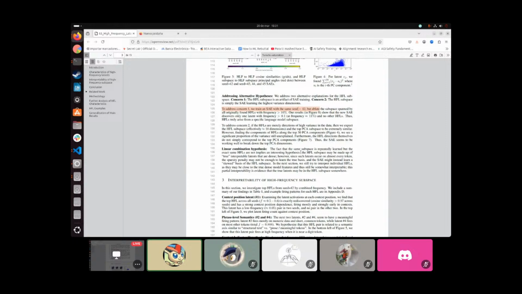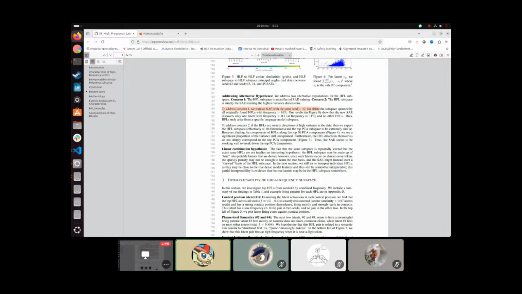Does the sparse encoder seem to be working well to break down the top PCA dimensions? Could be. I'm not sure if I understood. So PCA is a way to find directions from the vectors they give. If I remember correctly, you find the directions of the activations or whatever. It's just a statistics method in general. Find the directions of the data that have the most variance.